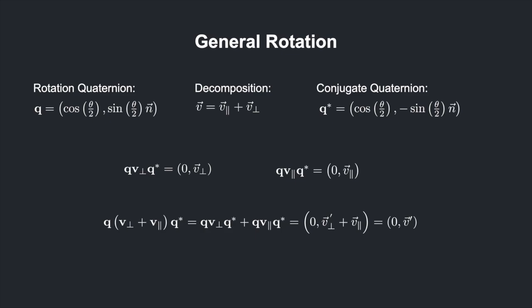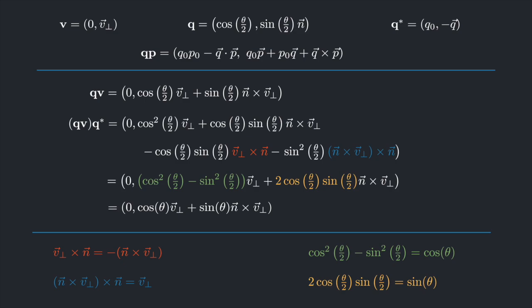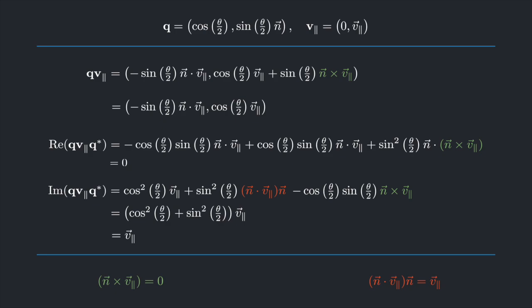I spelled them out for you, so if you're interested, you can pause the video and read through them. This here is the proof for the orthogonal part. It uses the double angle formulas for sine and cosine, and two properties of the cross product, which you can deduce by checking them with the right-hand rule. Here you can see the proof for the parallel part.